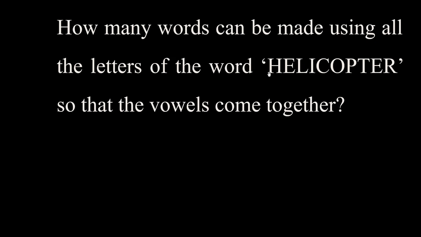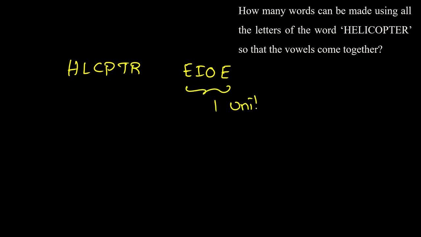So here all vowels must be together. We should consider them as one unit. Before that, how many letters are in helicopter? 10 letters, but there is a repetition, right? So I am putting vowels separately. Consonants are 6, vowels are 4 with repetition. They said vowels together means we should consider them as one unit. Here 6 letters, 6 units, plus 1, total 7 units are there.